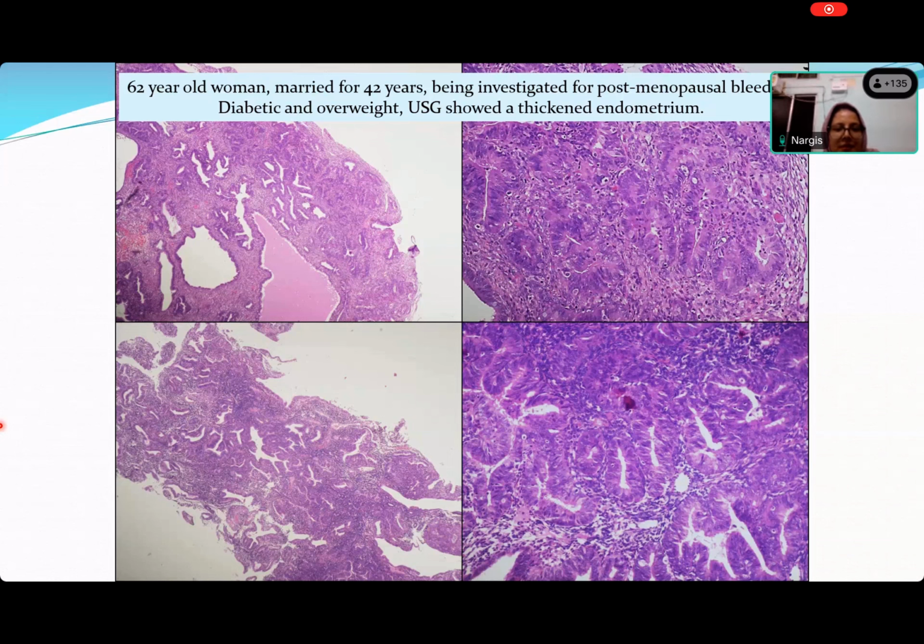Mitosis in the second slide. You can see mitosis in the second slide. Yes. So what does that mean, Nargis? Means proliferative endometrium. So it means that this endometrium is proliferating. Very good. Which means what? What has acted on this endometrium? Estrogen.